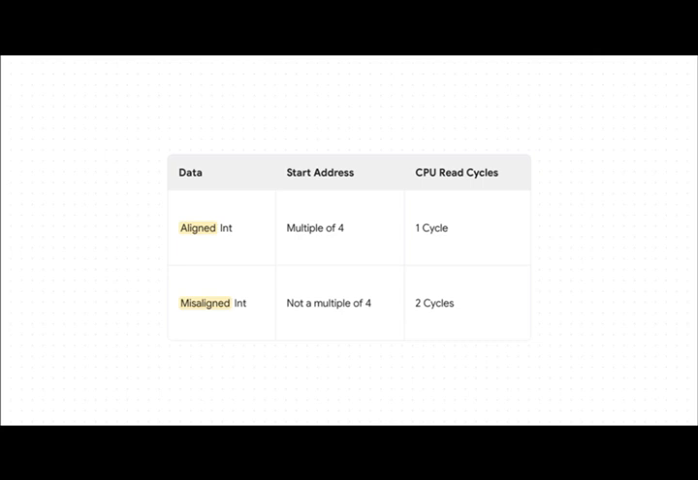To see what I mean, just look at this. Think of memory as being set up in these 4-byte wide banks. If a 4-byte integer lines up perfectly with one of these banks, meaning its address is a multiple of 4, the CPU can snatch it all in one go. One cycle, done. But if it's misaligned, say it starts at address 1, now the CPU has to do 2 separate reads to piece the whole thing together. That's literally double the work, and that is a huge performance hit.